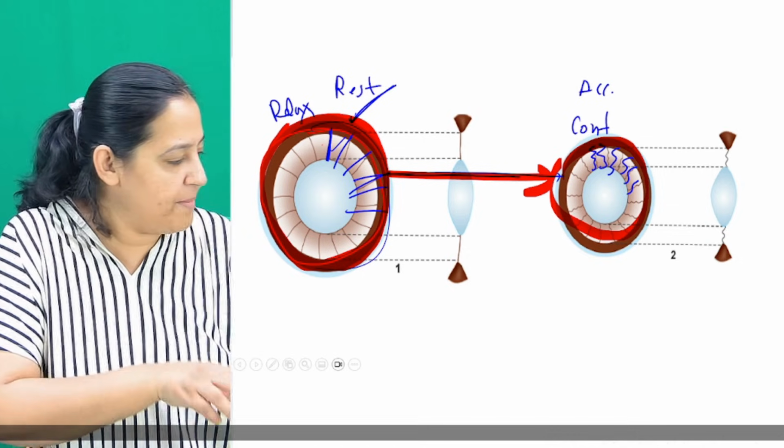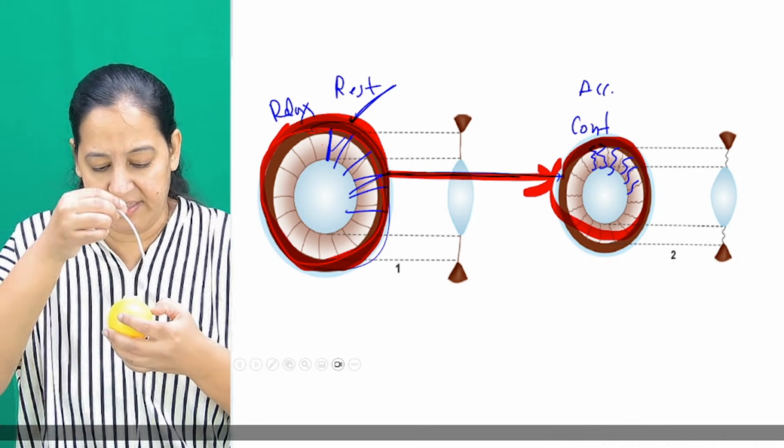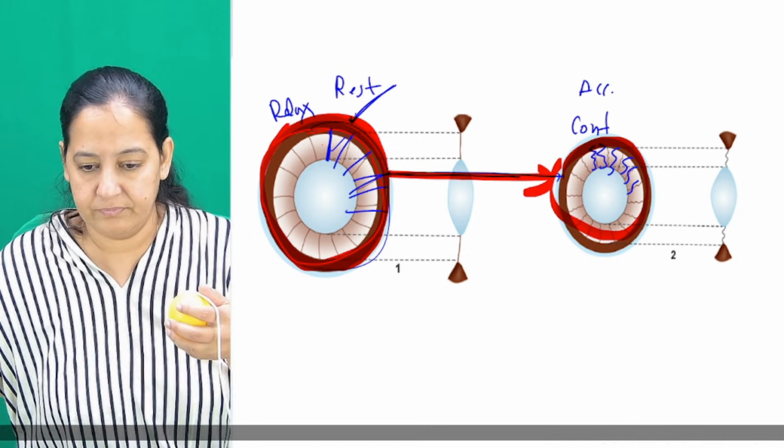So imagine this is the lens. These are the zonules. Let's try. Just a second. What happened? Am I still visible? No?